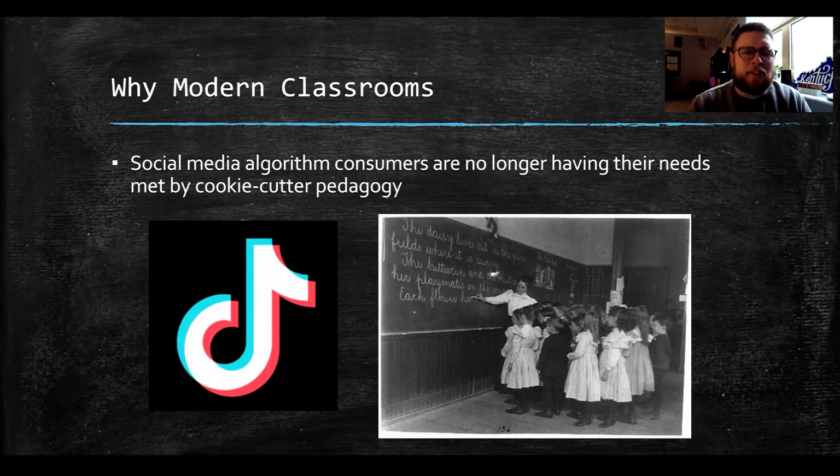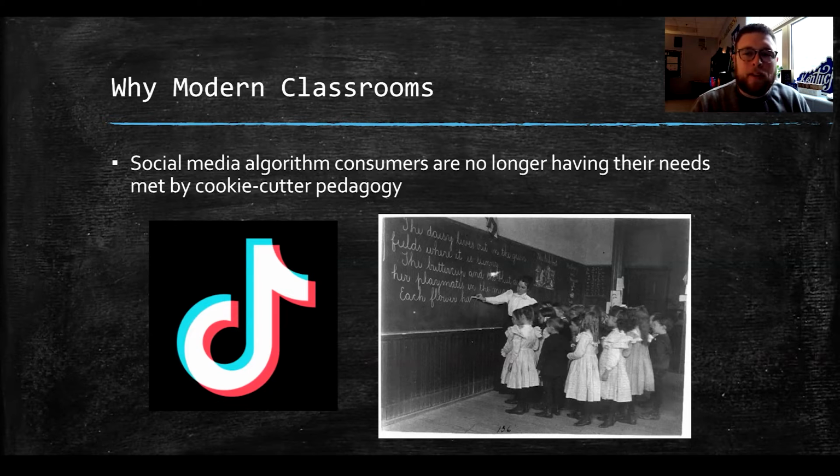When we think about the students that we have, they are social media consumers. And so particularly middle school and my high school students, as they are scrolling something like TikTok, and it is using an algorithm to really tailor an experience for them, that's what they've become accustomed to. It's what they see in social media, that what they take in is something that really has been tailored to them specifically. And so really, those students are no longer having their needs met by a cookie cutter pedagogy.